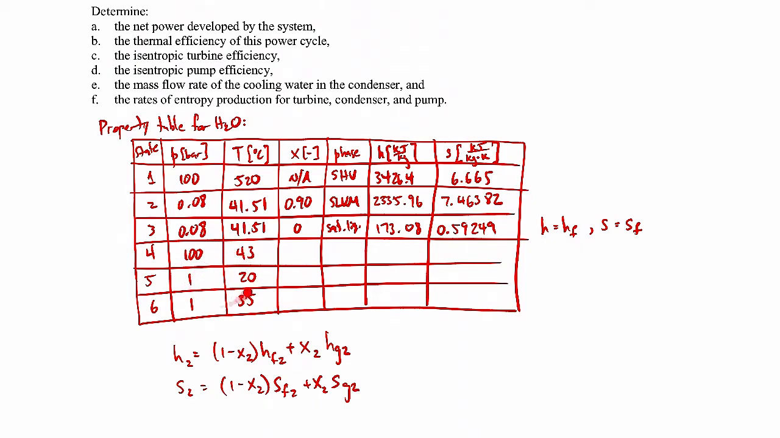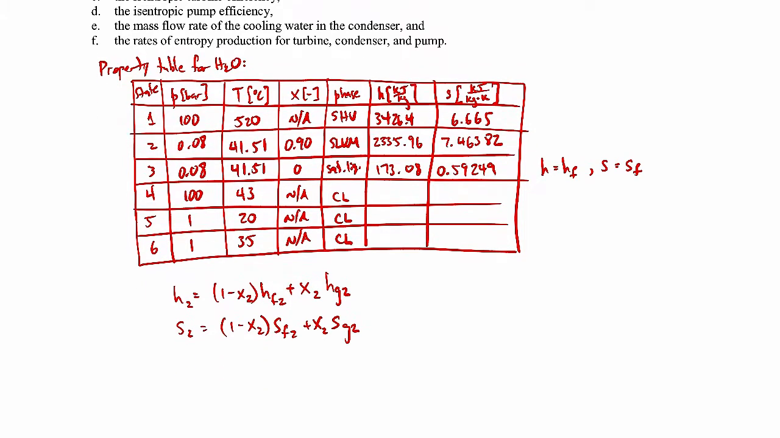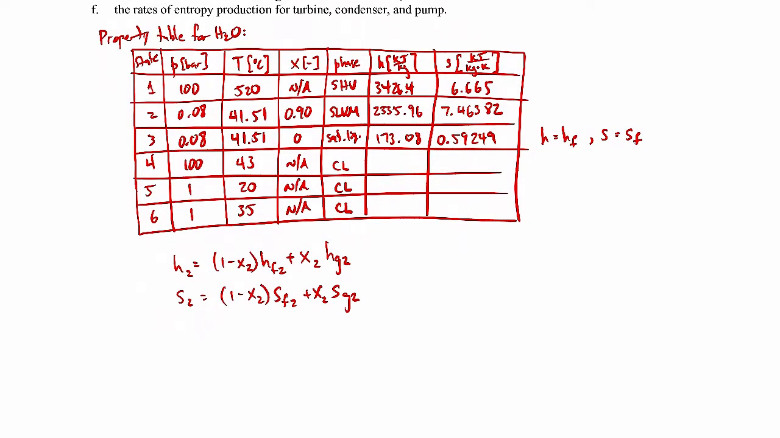All right. Now the next three entries in the table, if you look those up in the property tables, what you'll find is that all three of those are compressed liquids. So these are all compressed liquids for those conditions. So again, the quality is not applicable, doesn't make any sense for those. To find the specific enthalpy, we'll make use of the compressed liquid expressions.